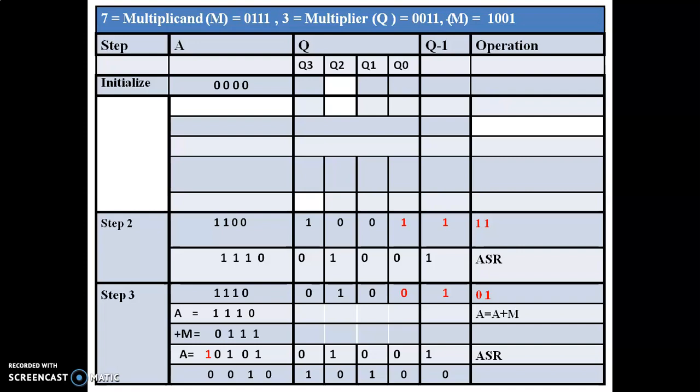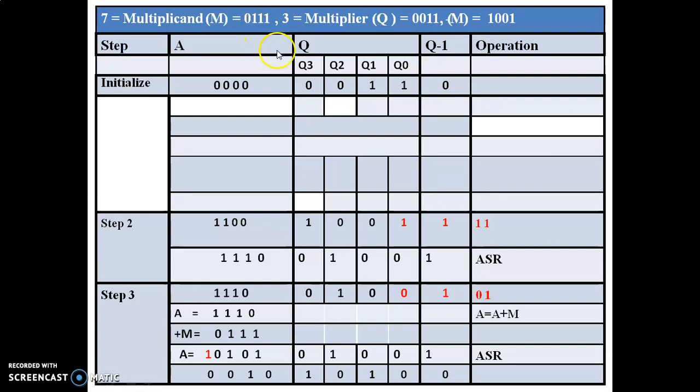Then what is our Q? Q is nothing but the multiplier. What is the multiplier? It is 3. What is its equivalent? 0, 0, 1, 1. So we have written it as 0, 0, 1, 1, starting from Q0, Q1, Q2, Q3, with Q3 being the MSB, that is the most significant bit. Q minus 1 is initialized to 0. Now the initialization step has been performed.